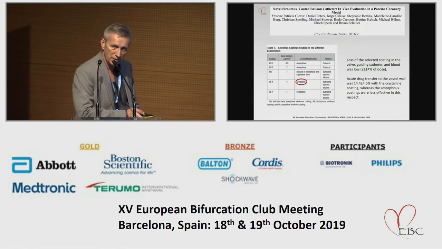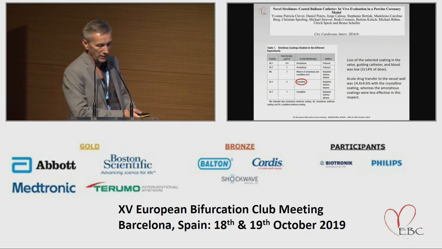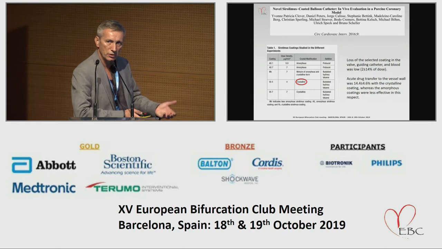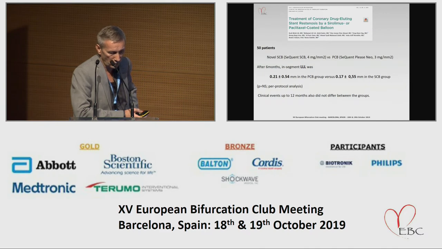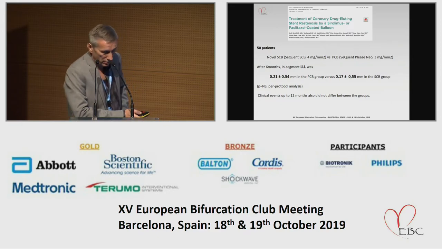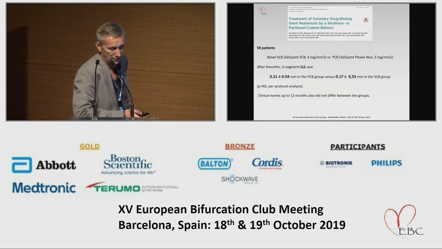And Bruno Scheller with his team tested three years ago different crystal modifications of the coating, and found that crystalline was the best one, which ensured that about 14% of the drug will be in the wall, and very low loss, and that resulted in a novel second-generation sirolimus coating balloon from B. Braun. The data that I could find was only this on 50 patients comparing in in-stent restenosis the novel sirolimus coating balloon with the SeQuent Please, very established and probably the best one on the market. And there is almost the same late lumen loss, which would probably be tested in bigger trials.